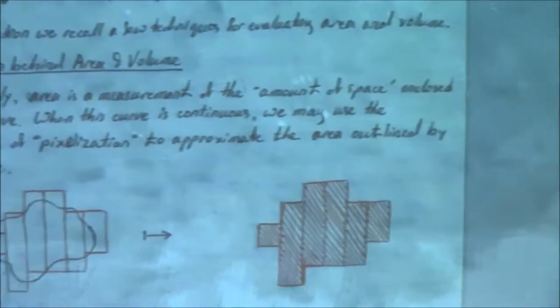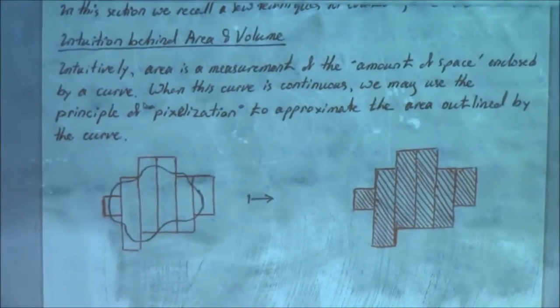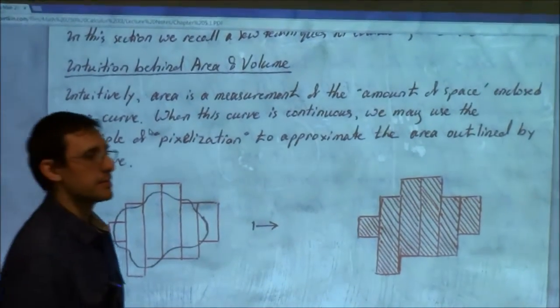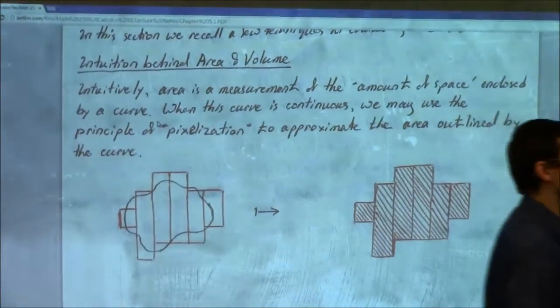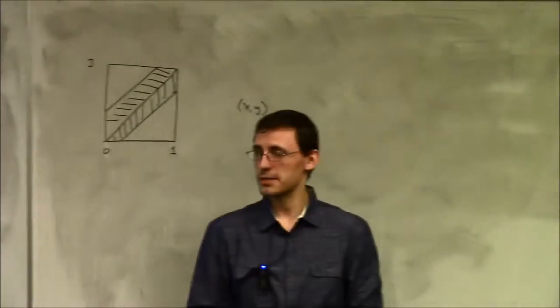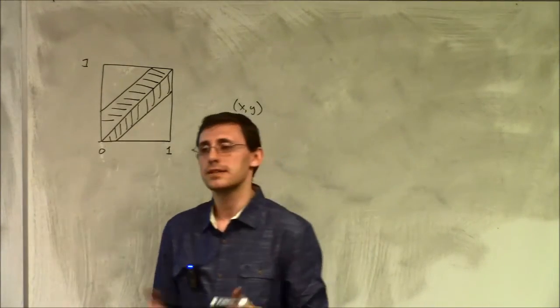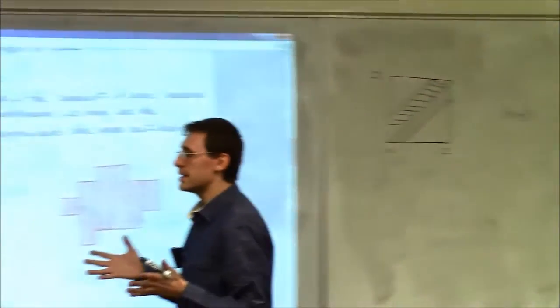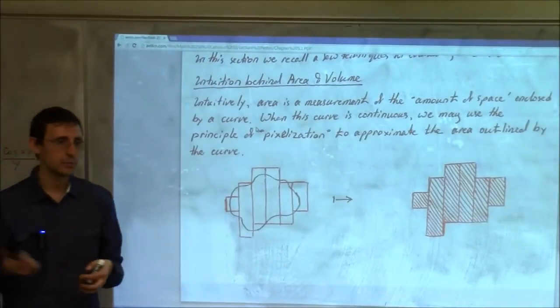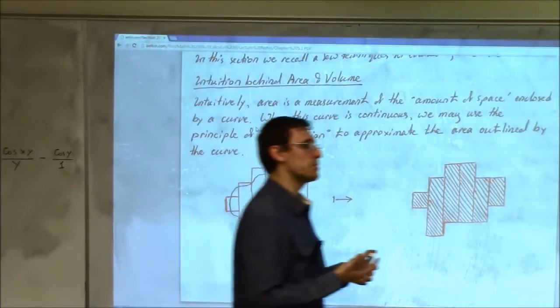So what are we going to do here? Intuition behind area and volume. So before that, first of all, what is area? Give me some sort of explanation of what is area. Yeah, space. I hear space. So area is a measurement of the vastness of space. That's how I would word it. Okay, area is a measurement of the vastness of space.